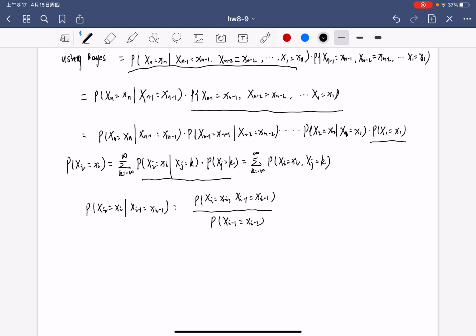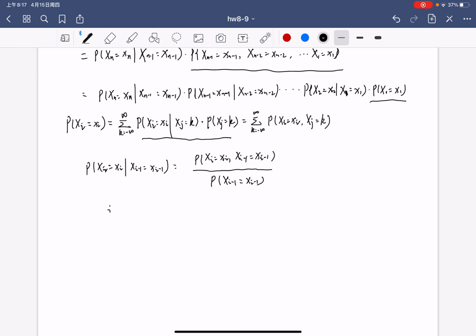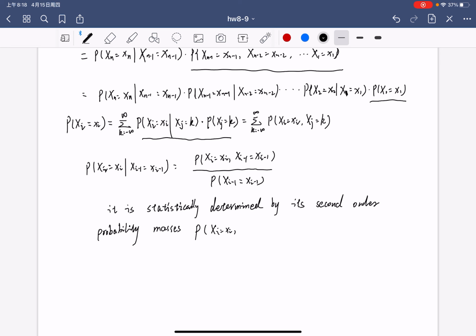And using the conclusions above, we can find that the Markov chain is statistically determined by its second-order probability masses, which is P(Xi = xi, Xj = xj) for any i, j equals 1, 2, and until n. So this is the answer.